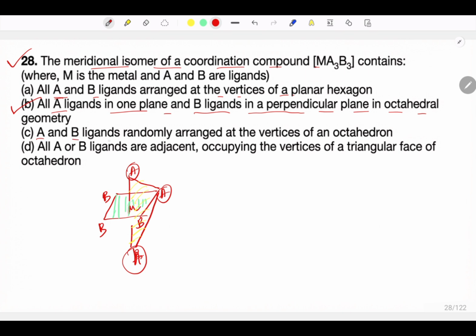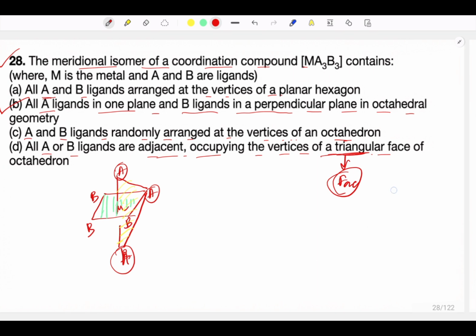And third, that A and B ligands randomly arranged at the vertices, not at all. This is the meridional isomer arrangement. And all A and B ligands are adjacent, occupying the vertices of a triangular face. This is an example of the FAC isomer. In the FAC isomer, they form the triangle, a facial triangle. So option B is the correct one.